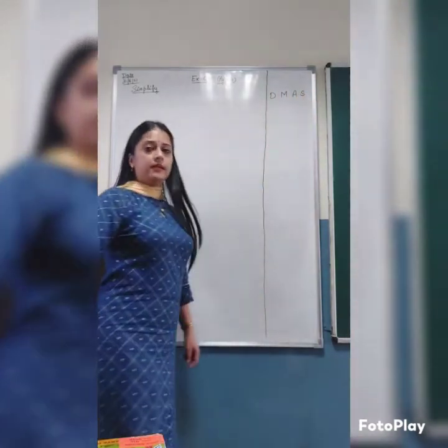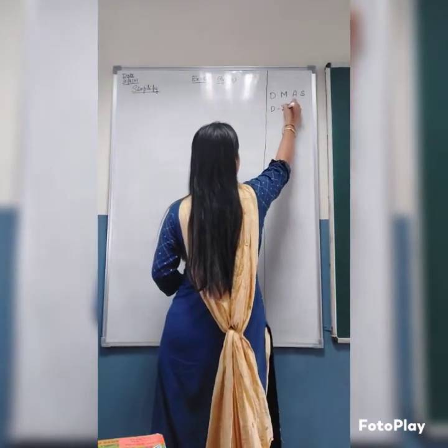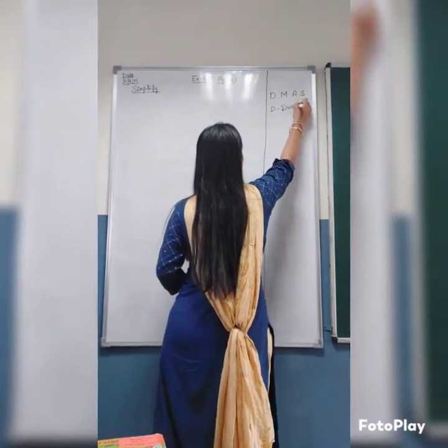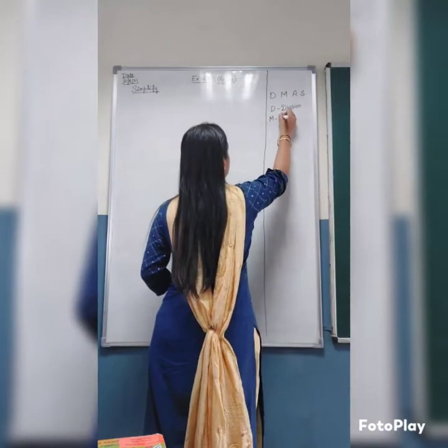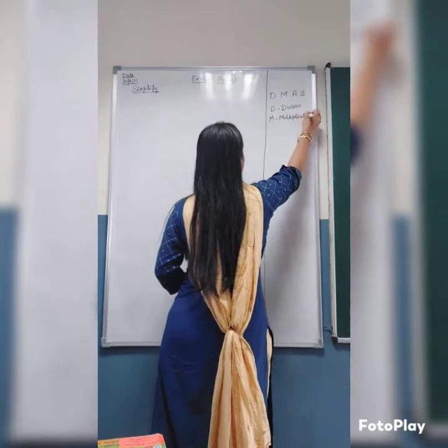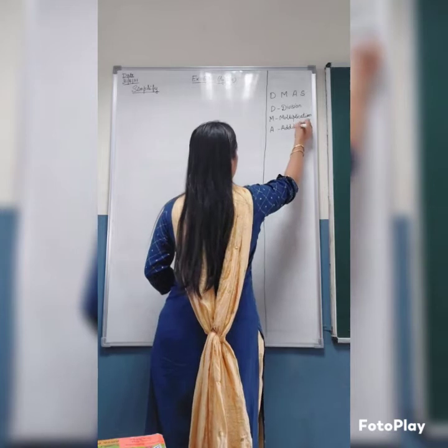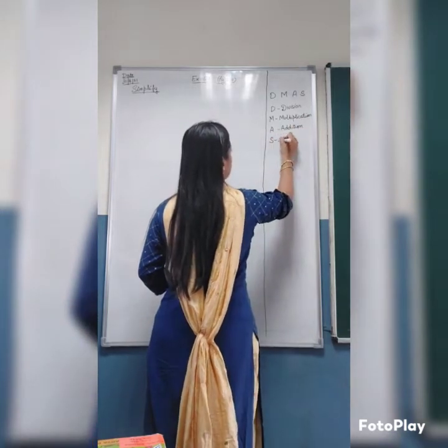D-M-A-S. What is DMAS? D for division, M for multiplication, A for addition, and S for subtraction.